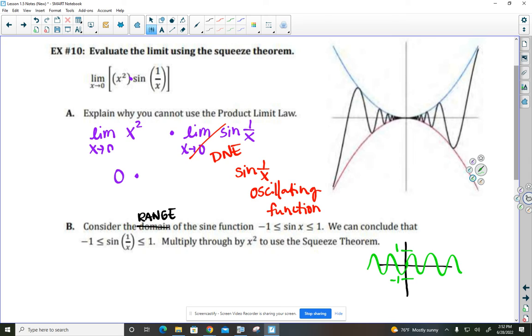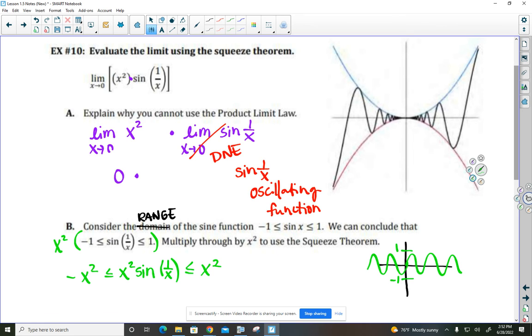Okay, about our transformations. So if we use that, we're going to multiply through by that other function. We're trying to develop this function here. So if I take my sine of 1 over x and multiply by that other function x squared, just algebraically, we're going to get negative x squared is less than or equal to x squared times the sine of 1 over x, which is less than or equal to x squared.